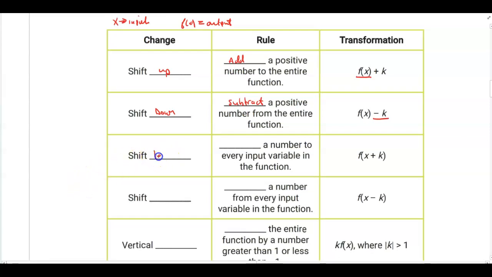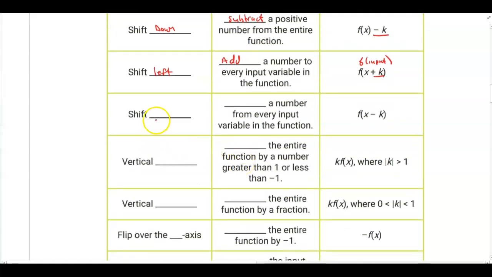Now if I want to shift left, that's when we add a number to every input value. So if I look here, remember, in function notation, it's f of the input. So if x is our input, we're adding k to it, which is going to shift it left. When we shift it right, we are subtracting a number from every input. So here you'll see we are subtracting a number from the input.